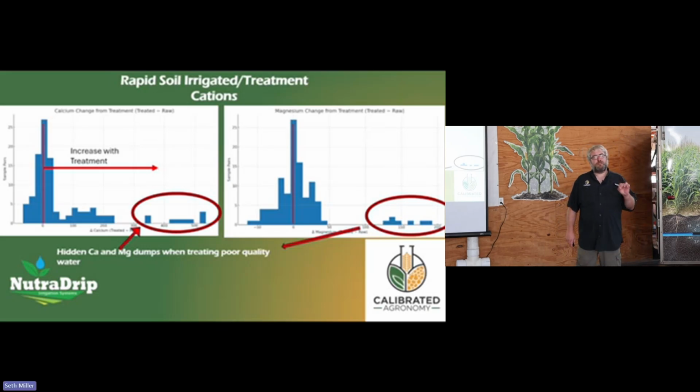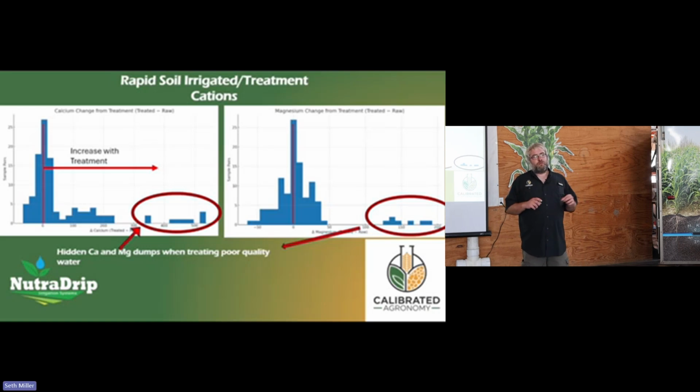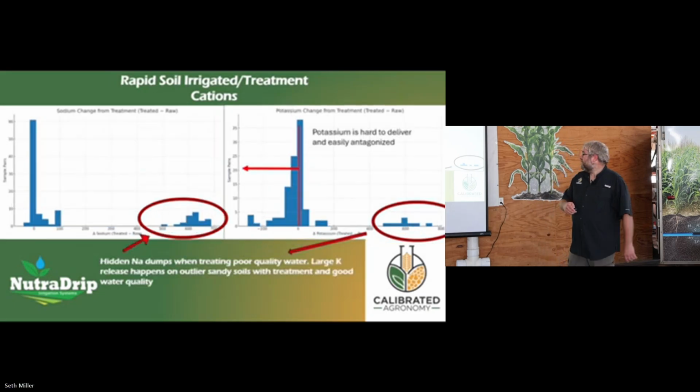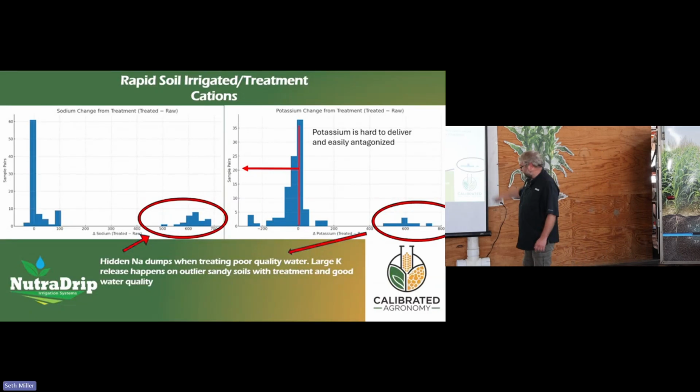High bicarb load with calcium and magnesium tied to it. And one of the tricky things about doing this is we don't always know what we're going to release. That's why I like that sodium carbonate number, because we're really concerned about a situation where we already have high sodium, poor quality water, and the soil naturally releases a bunch. You'll see this on the sodium again. Sometimes when we treat these waters, we unload a lot of sodium.